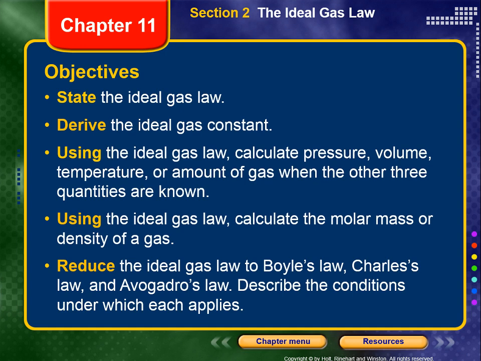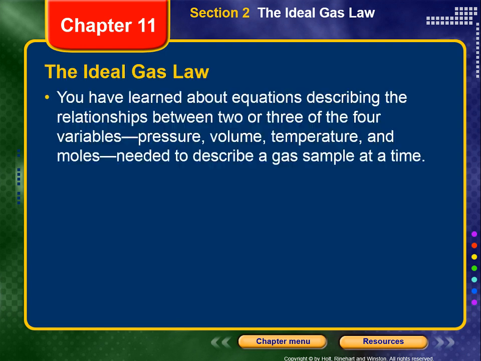So at the end of this section, I want you to be able to state the ideal gas law, derive the ideal gas constant. Using the ideal gas law, calculate pressure, volume, temperature, and the amount of gas when the other three quantities are known, right? And you'll actually use the ideal gas law to do that. Then, using the ideal gas law, calculate the molar mass or the density of a gas. And lastly, reduce the ideal gas law down all the way to Boyle's law, Charles' law, and Avogadro's law, and describe the conditions under which each applies. So here we go.